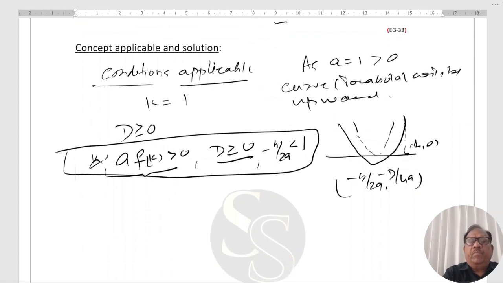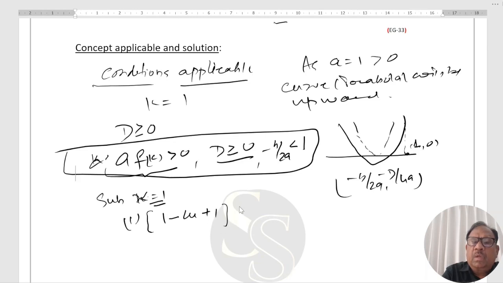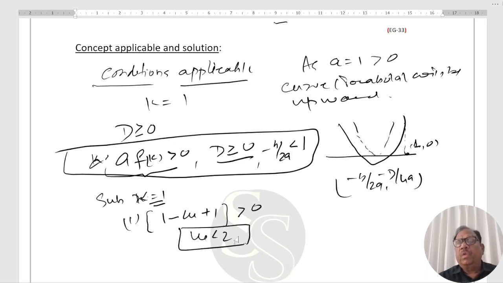Putting k equal to 1, substituting x equal to 1: a f(1) is 1 into 1 minus m plus 1 greater than 0. On simplifying, m is less than 2. This is the first answer. Right?